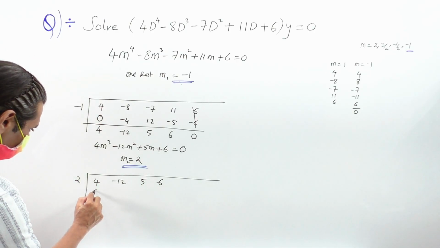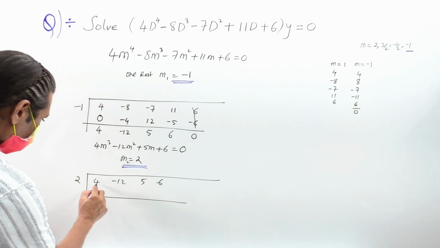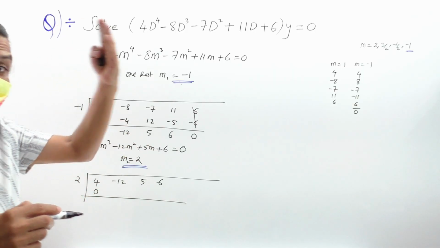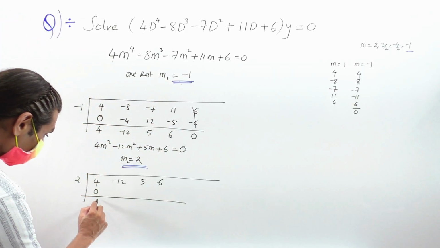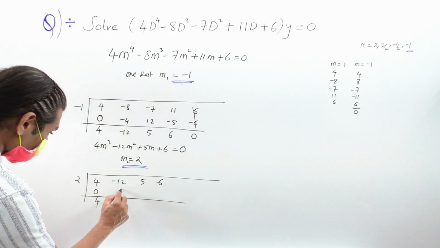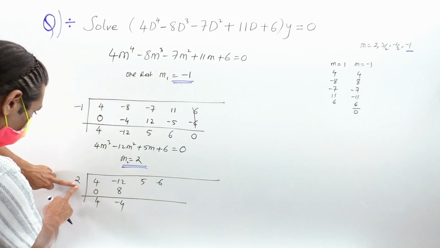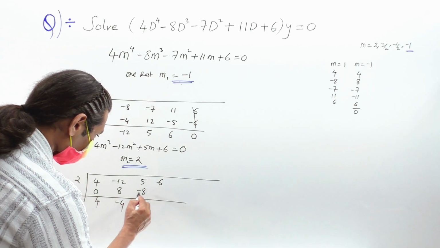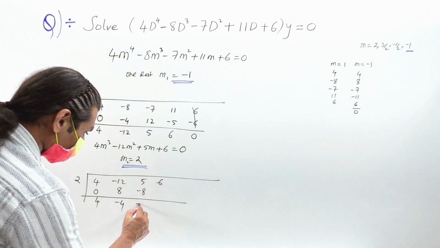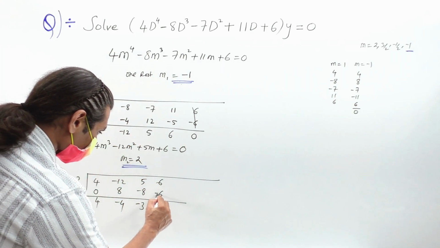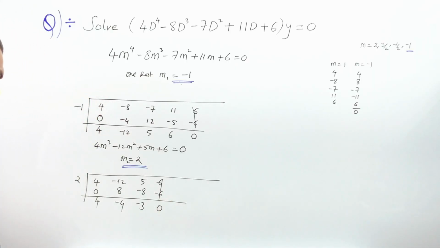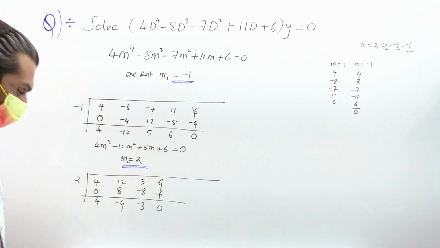Again what to do? Below 4 put 0. Now add. Always remember add. 4 plus 0 is what? 4. 2 4 is 8. -12 plus 8 is -4. 2 into minus 4 is minus 8. Again, minus 8 plus 5 is minus 3. 2 into minus 3 is minus 6. Again, cancel to become 0. That's it. Okay, getting it?